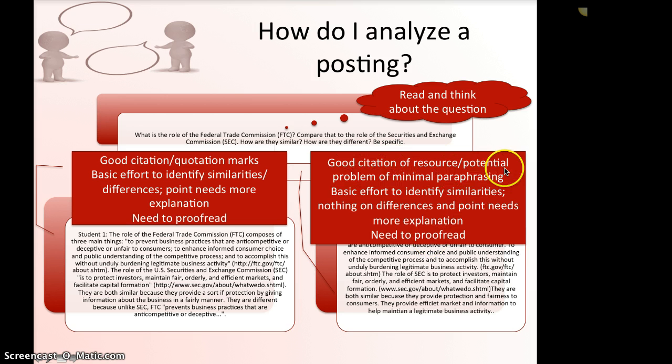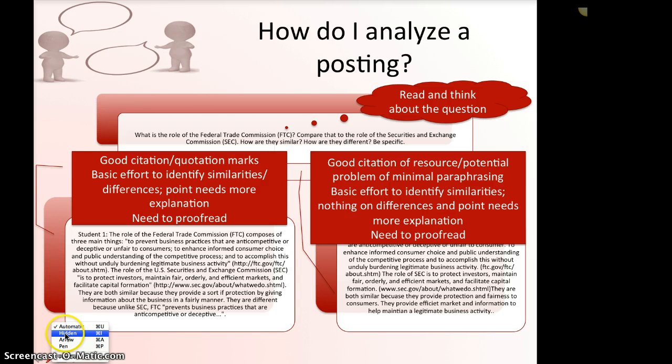The second example, the student again gives a definition of the 2 different agencies. However, there's a potential problem of minimal paraphrasing because quotation marks aren't used appropriately, even though it's clear that this is copied from the website.